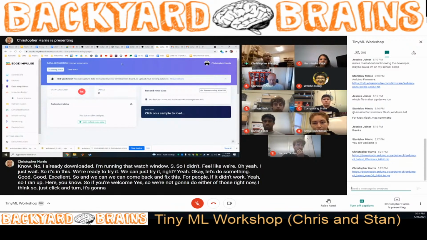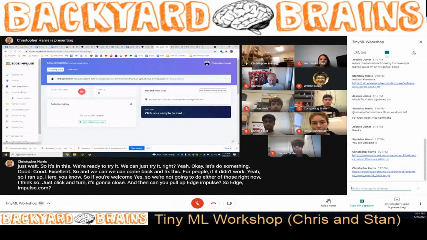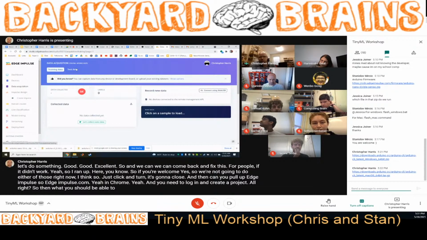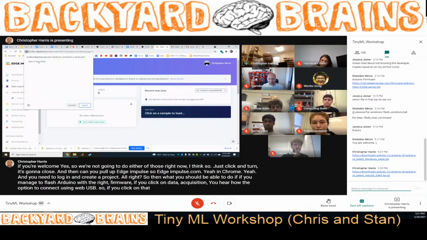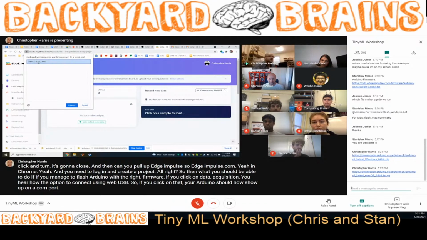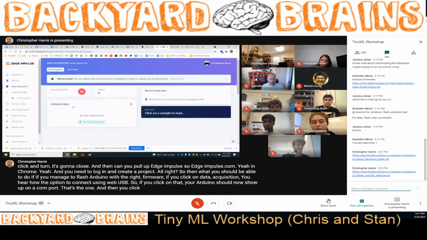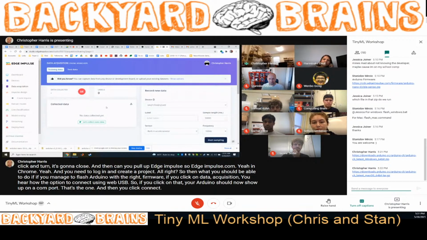And then can you pull up Edge Impulse? So edgeimpulse.com, in Chrome. And you need to log in and create a project. All right. So then what you should be able to do if you manage to flash the Arduino with the right firmware, if you click on data acquisition, you here have the option to connect using web USB. So if you click on that, your Arduino should now show up on a COM port. Nano 33, that's the one. And then you click connect. And boom, you're actually ready to collect data.